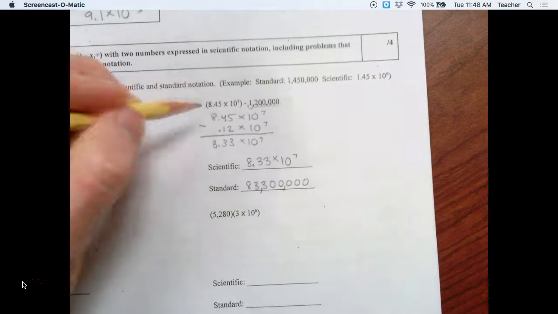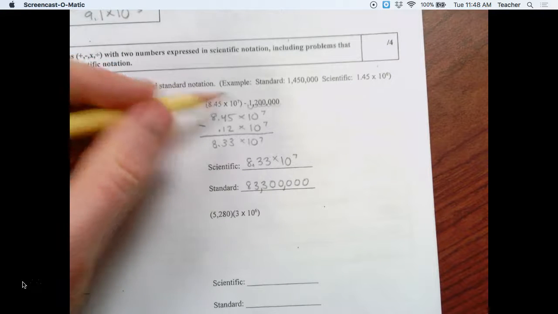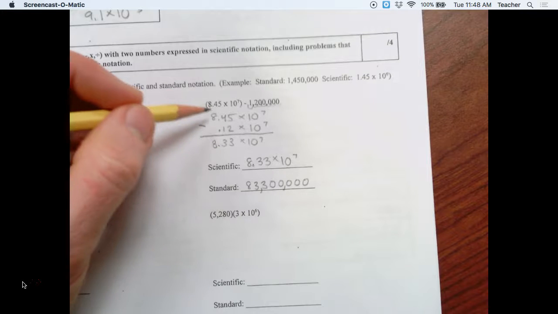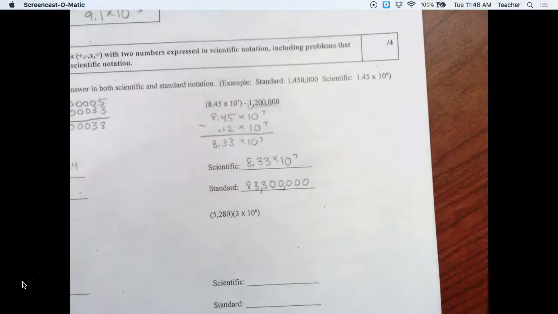Again, we could have turned this number into standard notation and then done the subtraction, but I prefer scientific notation. All right, here we need to divide.